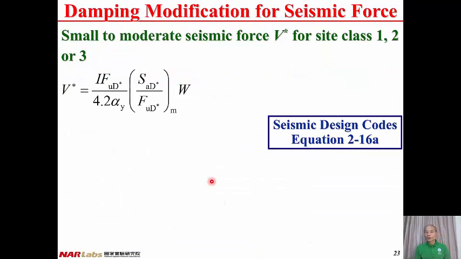Then we move to the small to moderate seismic force for site class 1, 2, or 3. From Seismic Design Codes Equation 2-16a, V star, the small to moderate seismic force, equals I times FUD star divided by 4.2 alpha y, SAD star divided by FUD star modification, and then times W.